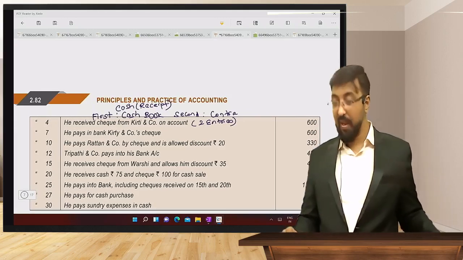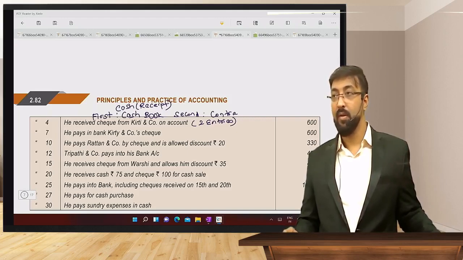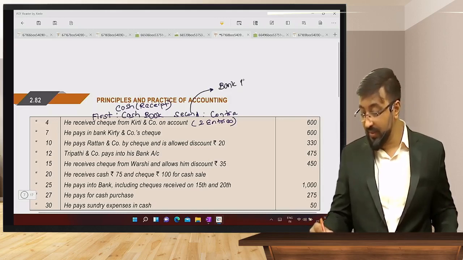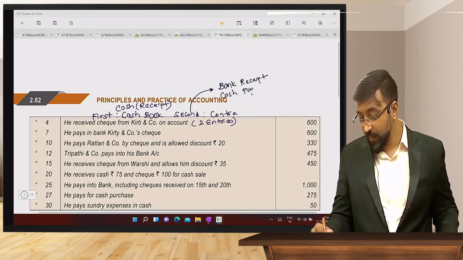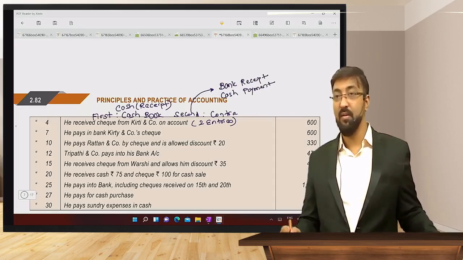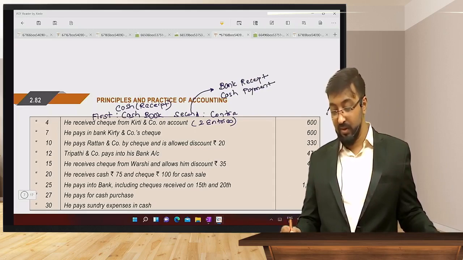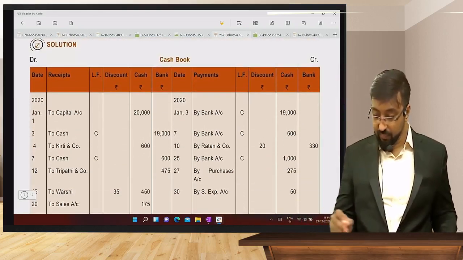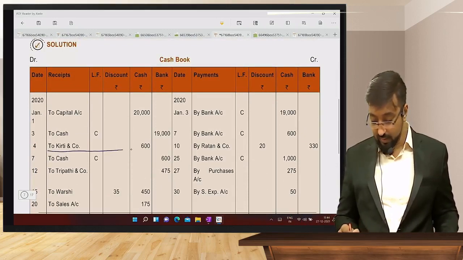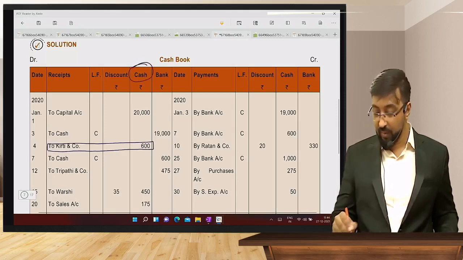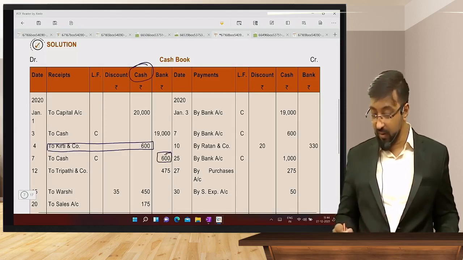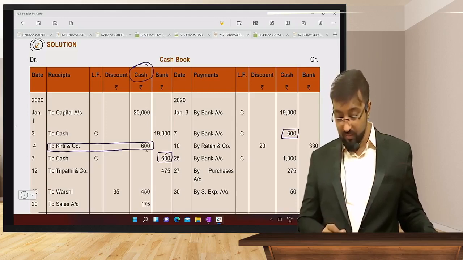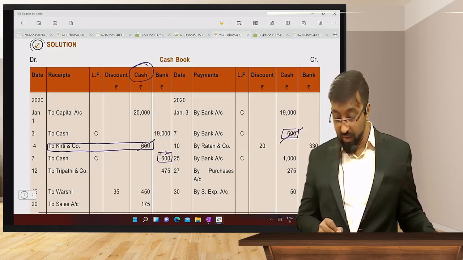And then the second one: bank receipt side and cash payment side. It means your cash account balance will get cancelled. See, who is the person? Kirti. How much is the amount? 600. You can check here. In which column? Cash column. Then on the next day, you write on the bank side and on the cash payment side. So bank debit, cash credit. It means cash effect will be cancelled and only bank will remain.